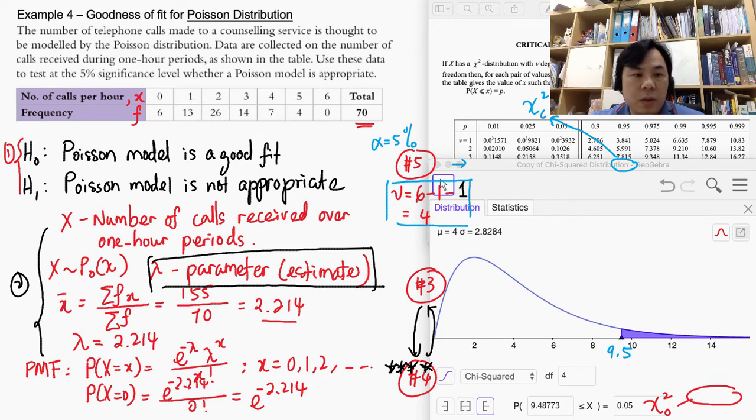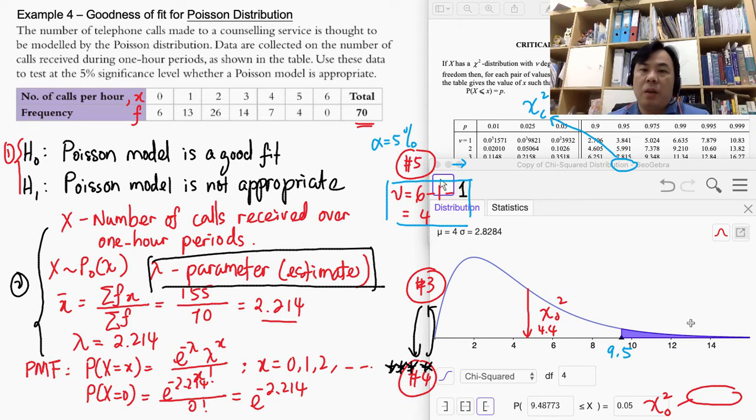Our observed chi-square that we have already calculated is approximately 4.4. It's way outside of the rejection region. So therefore, we don't have sufficient evidence to reject our null hypothesis. Therefore, we conclude that the Poisson model is a good fit for the sample that we have collected.